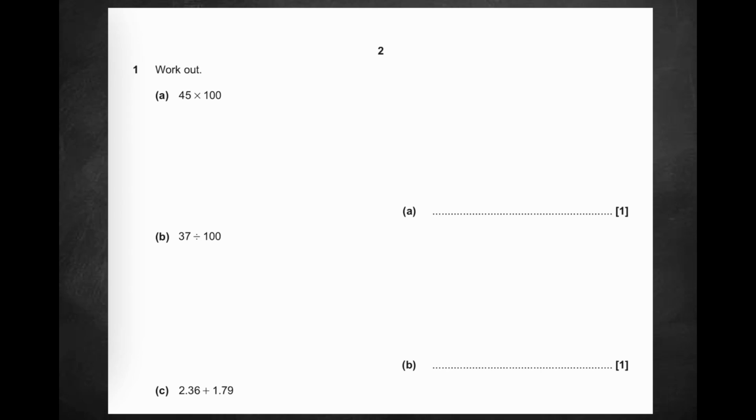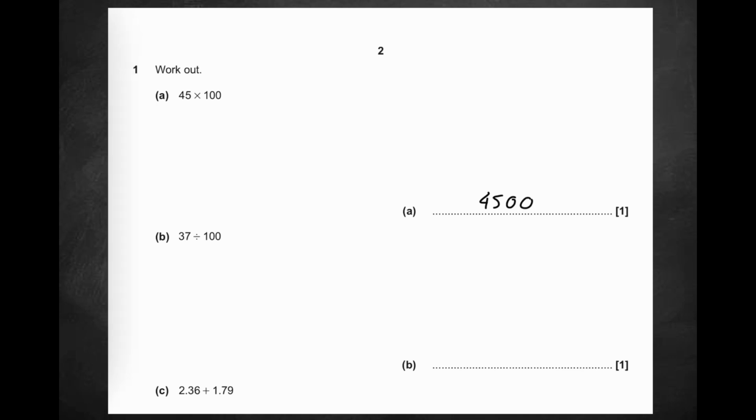Question 1. Work out 45 times 100. So all we have to do here is add 2 zeros to the end of 45, as 45 times 10 would be adding 1 zero, so 45 times 100 is adding 2 zeros, 4,500.